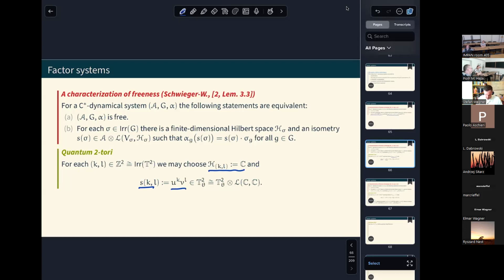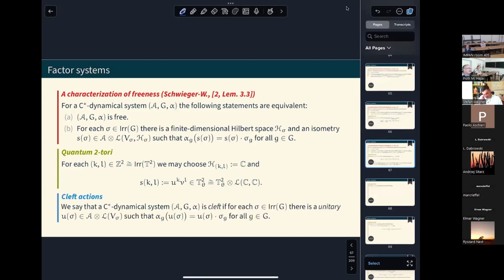Let me just say, because we talked about cleftness, you see in the quantum two-torus already here, it's not only an isometry, but it's a unitary element. If these isometries are unitaries, then I call this cleft, and this is an interesting subclass. Interesting in the sense that whenever it's cleft, you can show that A is actually a cross product, in the sense of an action and a cocycle of B and G.